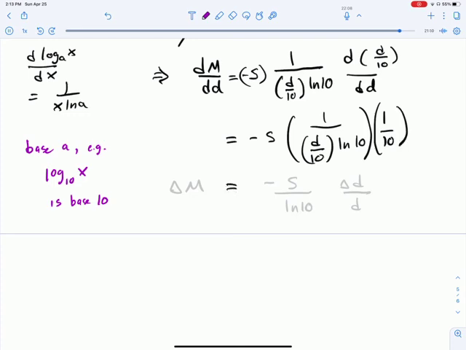Okay, so in the end, if you properly account for all the arithmetic, then this gives you minus 5 over ln 10 delta d over d. And what I've actually calculated here is delta m. So I've inserted this derivative into the equation up top.